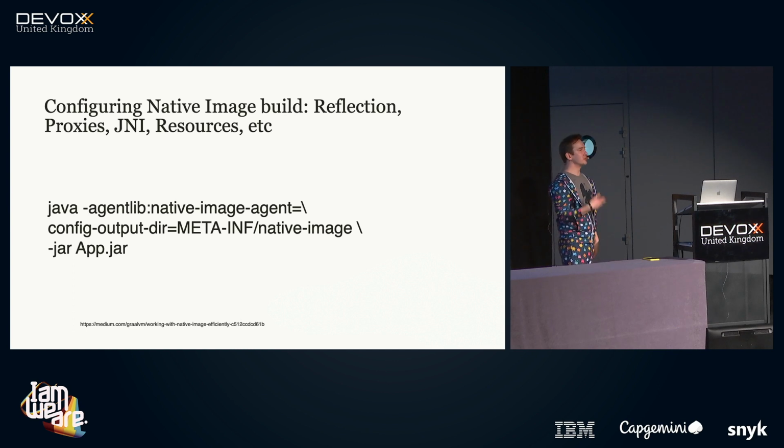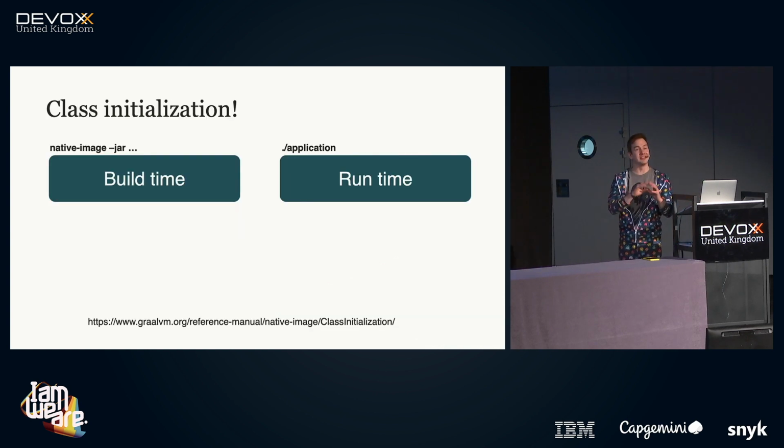So the most reasonable place to run that agent is, of course, what? Your CI environment where you run your tests. Because if you've seen something pass in a test, that will also work in a native image. And it's very, very simple. You just literally run your application like that, and it will create a bunch of JSON files for you. And then you point native image to use those JSON files. So reflection and all those things are not a problem.